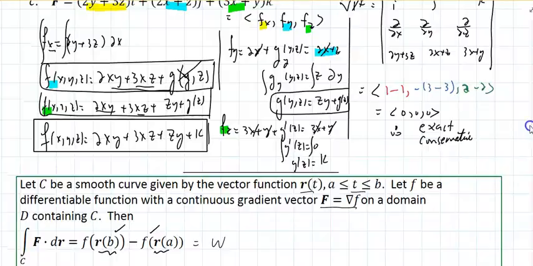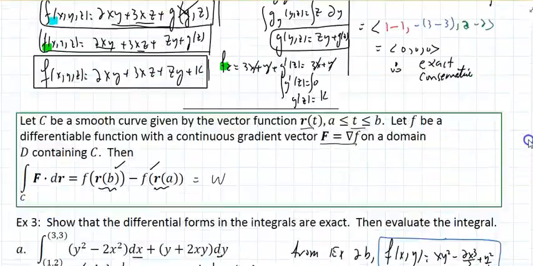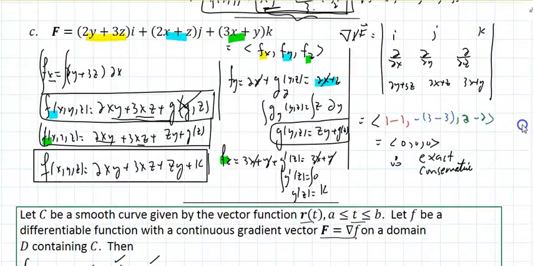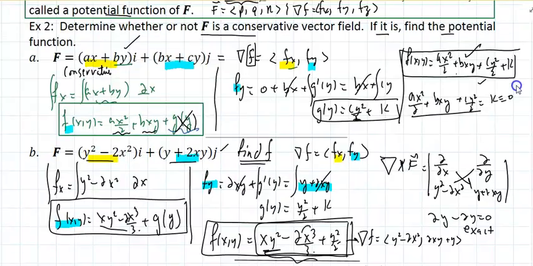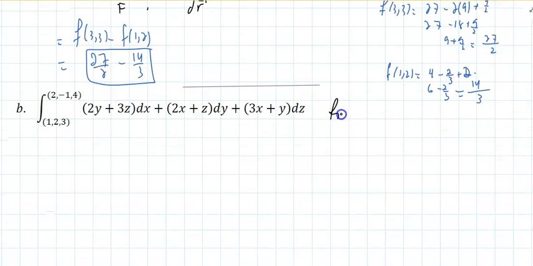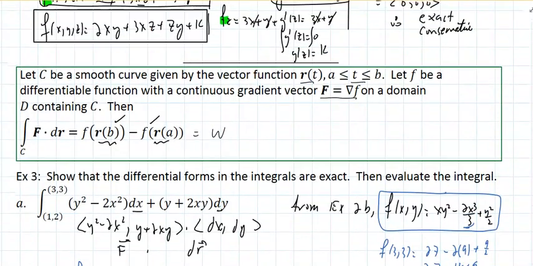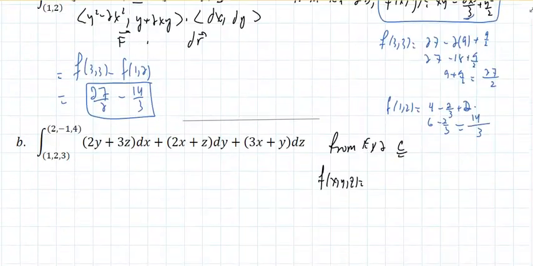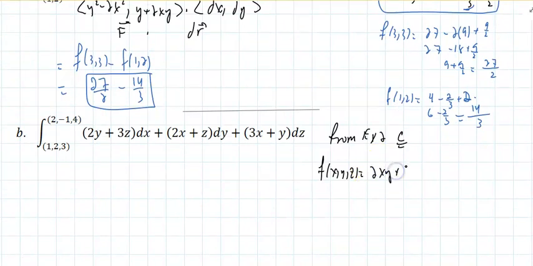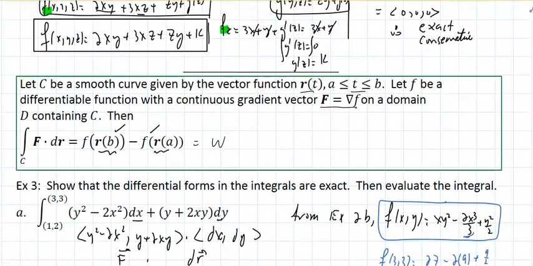Part B is really example 2c. Example 2c, 2y plus 3z, 2, yep, and 3x plus 2y. From example 2c, I'm going to get the result. We got f of x, y, z to equal, and what did we get? 2xy plus 3xz plus zy.